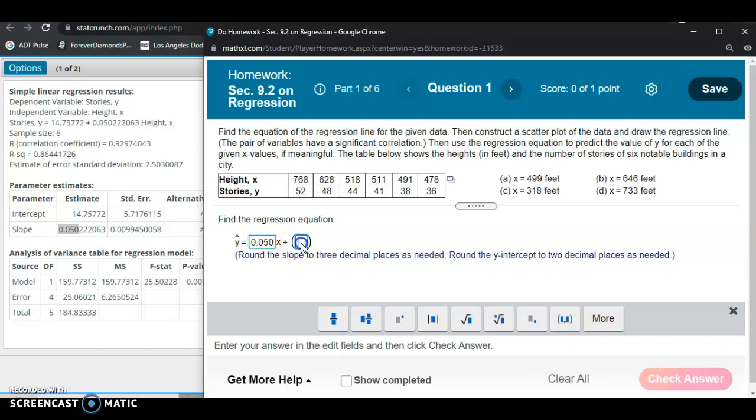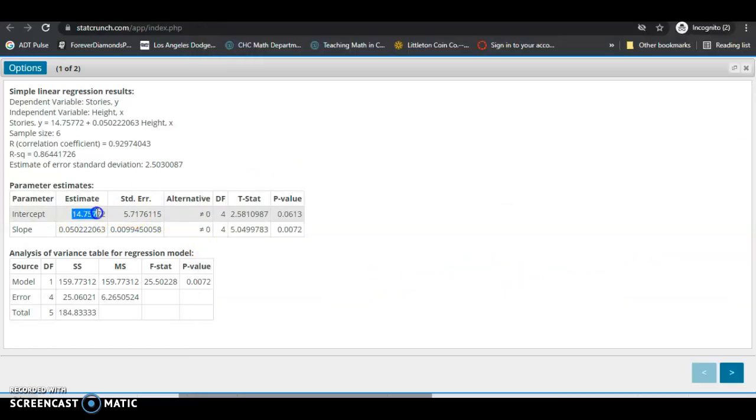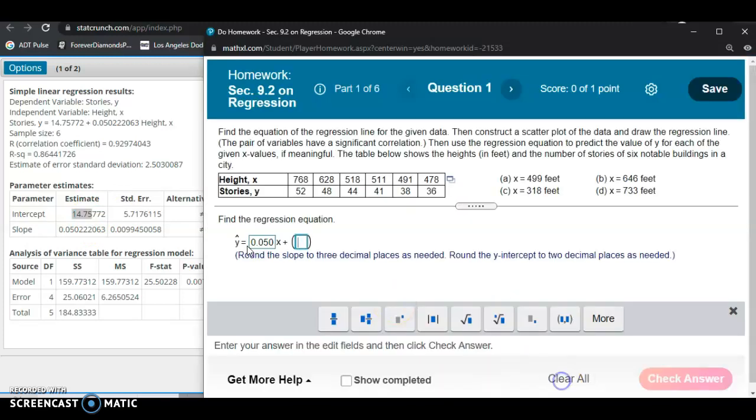And for 2 decimal places, we want the y-intercept, which is this guy here. So 14.75, because that number after the 5 there is a 7, we're going to round that 5 up to a 6, so it becomes 14.76. So the equation of our regression line is y hat equal to 0.050x plus 14.76.